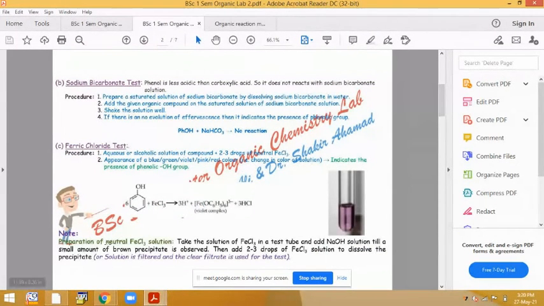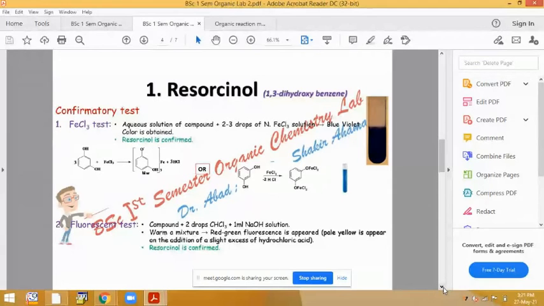How do you prepare the neutral FeCl3? You take the solution of FeCl3 in a test tube and add NaOH till a small amount of brown precipitate is observed. Then add 2-3 drops of FeCl3 solution to dissolve the precipitate. Since phenols are somewhat acidic in nature, to prepare a neutral solution you have to add a basic solution, that is NaOH. If you add NaOH, the acid and base will form a neutral solution. Then to this neutral solution you add FeCl3 solution. For resorcinol, it shows the violet color.